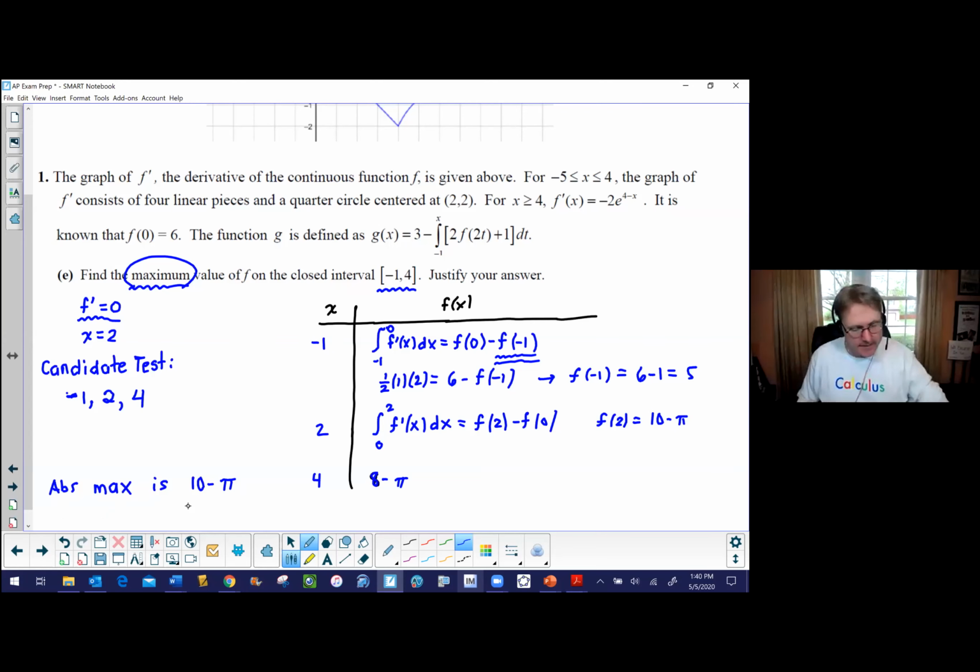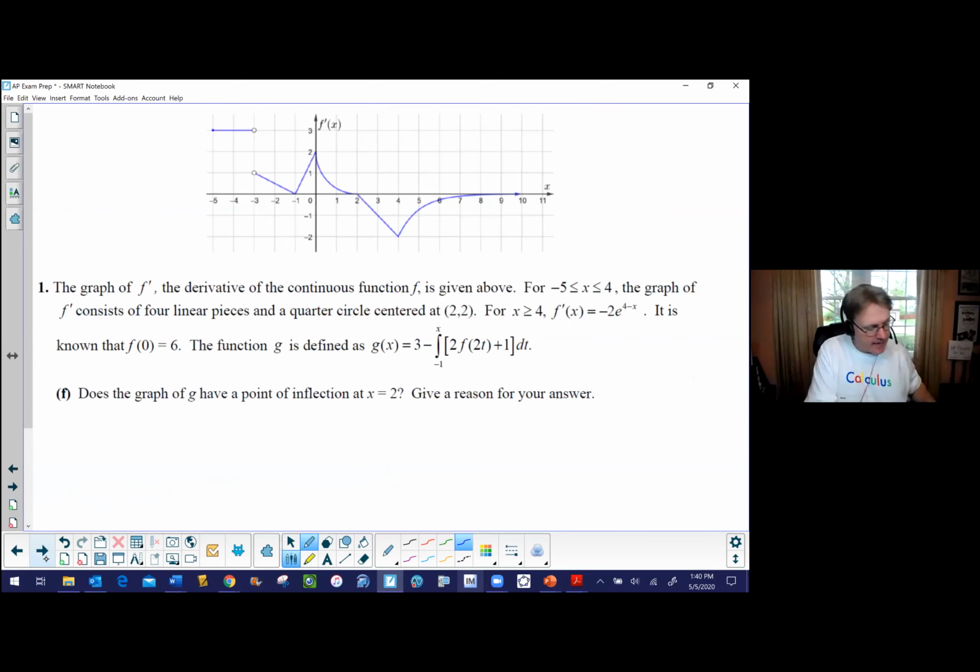All right, and then we'll look here at part F, which I believe is our last part of this question. This really is one of the more difficult problems here, and I want to try to get it started at least. Students may have access to the solution guide, I know that your teachers do, but there's a lot of really interesting communication language in this problem that can be very tricky. On the surface, it seems pretty laid back. Does the graph of G have a point of inflection at 2?